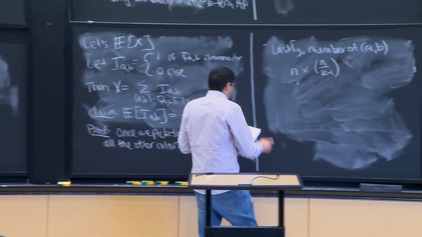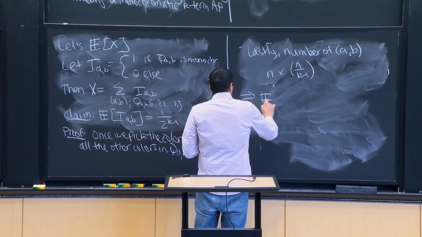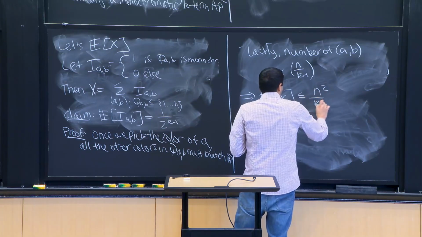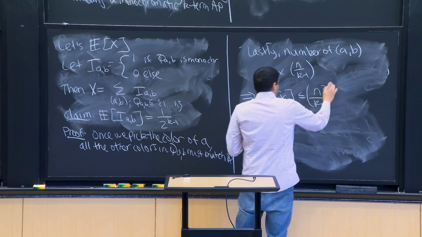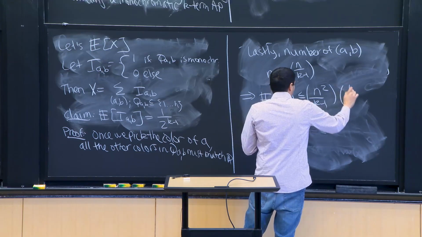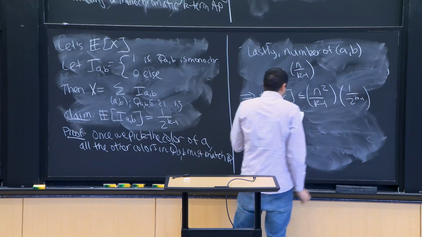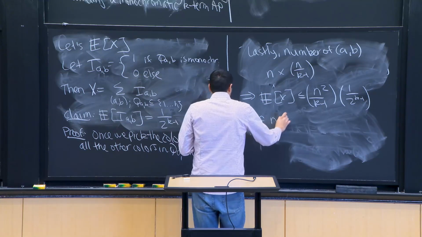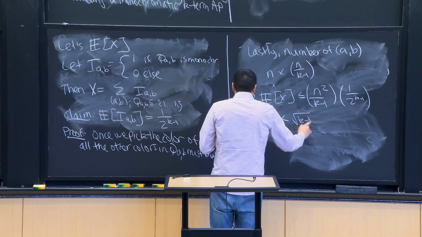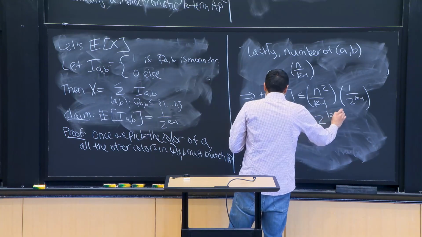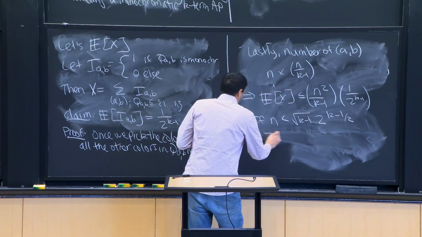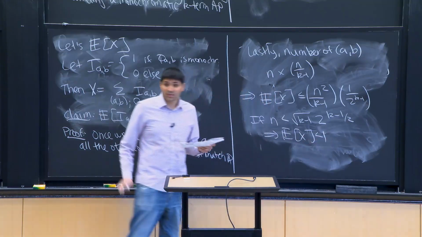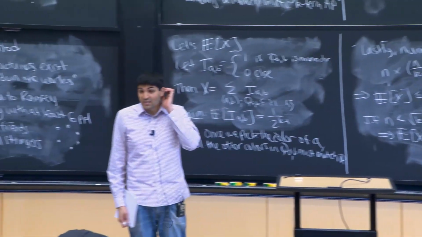So putting this all together, we know that the expectation of X is at most n squared over k minus 1, that's the number of valid things, times the expectation of each of these IABs, which is 1 over 2 to the k minus 1. And now you can check that that implies that if n is less than this quantity I told you, k minus 1 times 2 to the k minus 1 over 2, then it implies that the expectation of X is less than 1. So that's our proof. So this is a very beautiful but subtle proof, right?